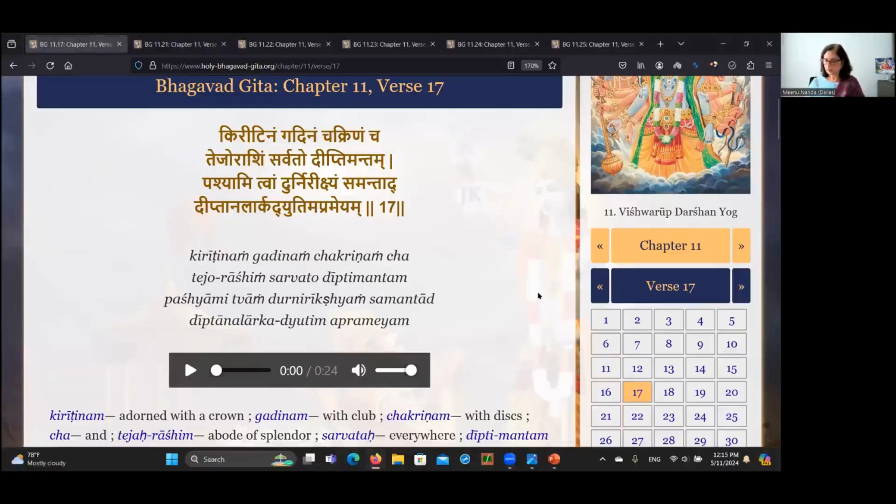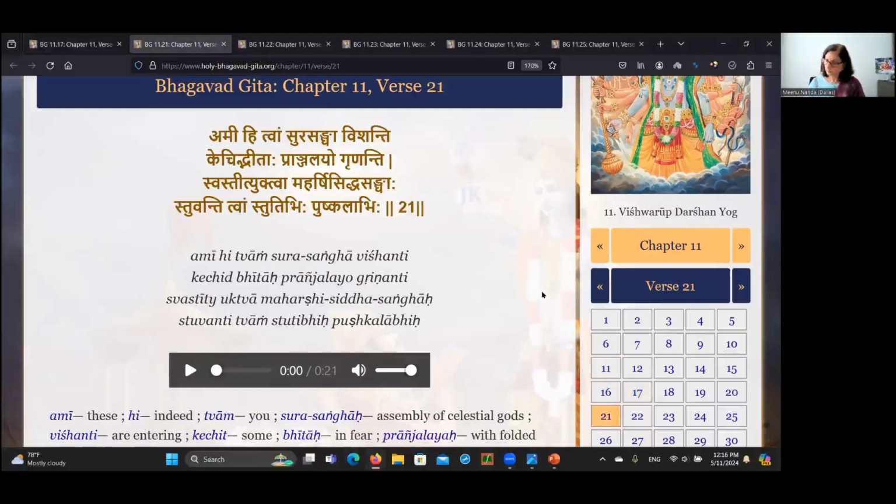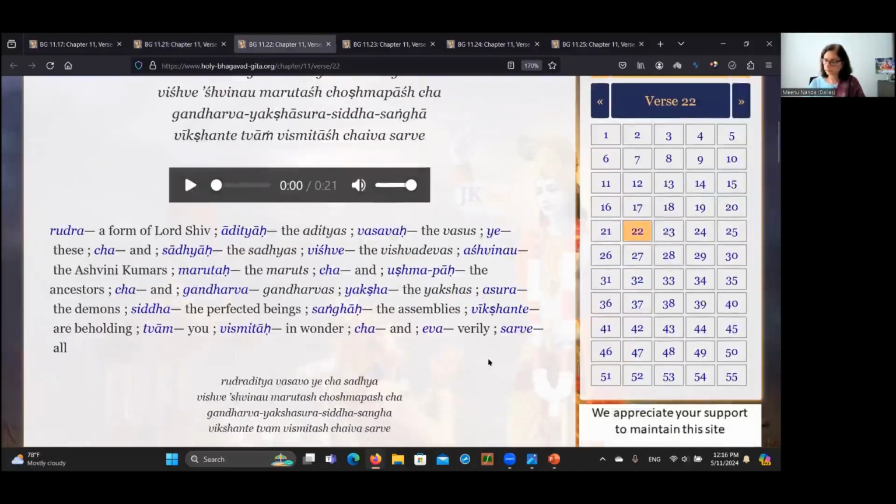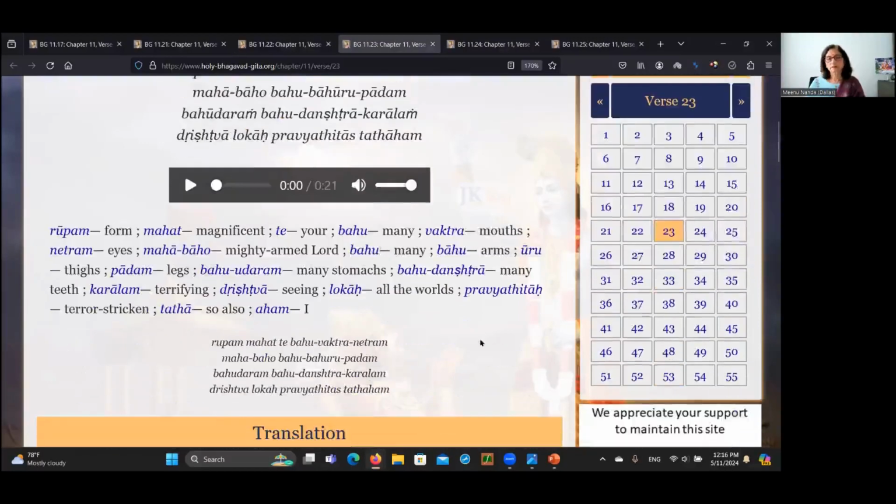So let's look at 5 important words from these verses. From verse number 21, pranjalyo, that means with folded hands. All the assembly of celestial gods are praying to Vishnu with folded hands. Verse 22, vismitaha. They are all in awe or in wonder. What kind of form is this? Verse 23, pravyathitaha. Oh my God. By seeing that form of Vishnu, they are all terror-stricken.